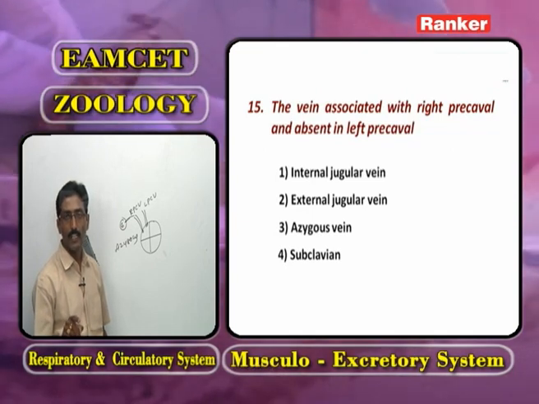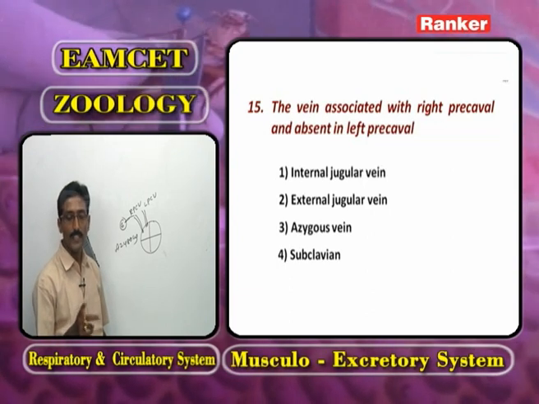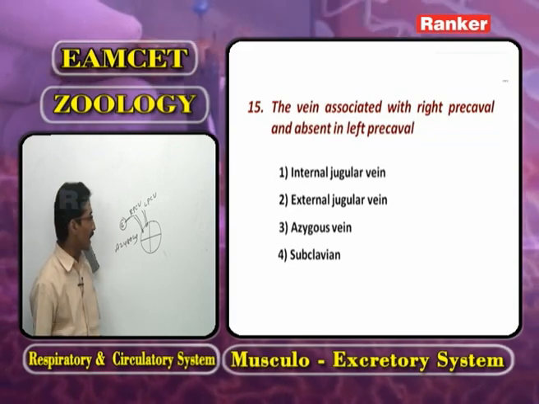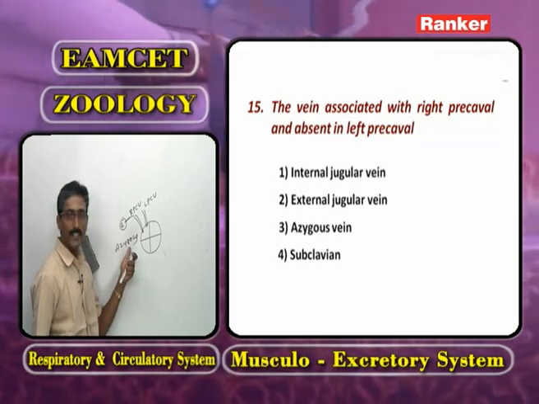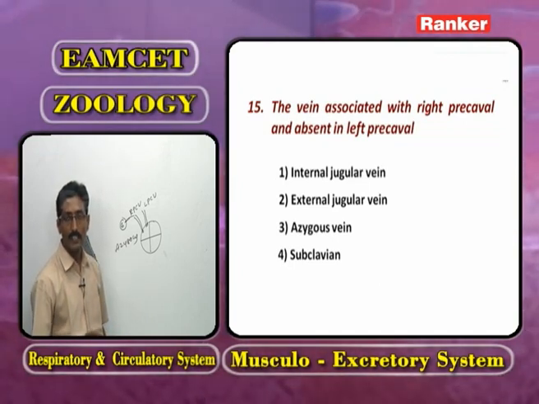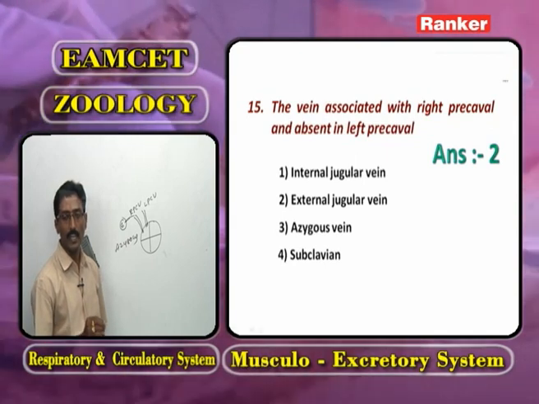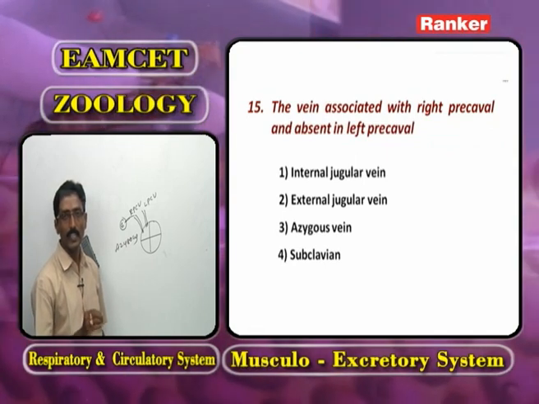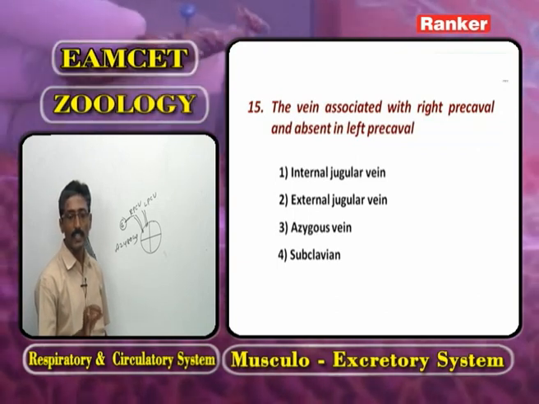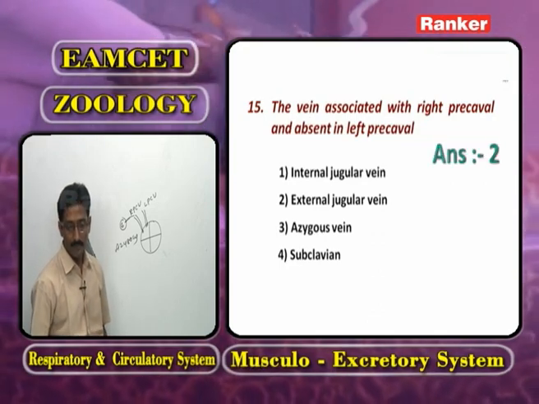One is the internal jugular vein, present in both; the external jugular vein, present in both; the subclavian, present in both; the azygos is present only on the right side but absent on the left side. The answer is the third one, that is the azygos vein. The correct answer is azygos, not the external jugular vein. Now we go for the next question.